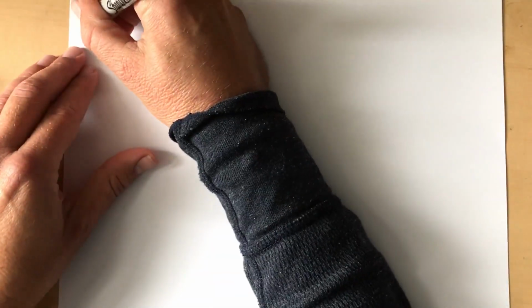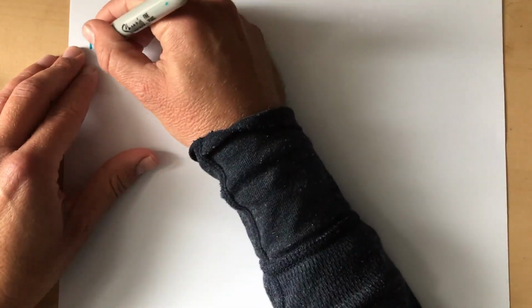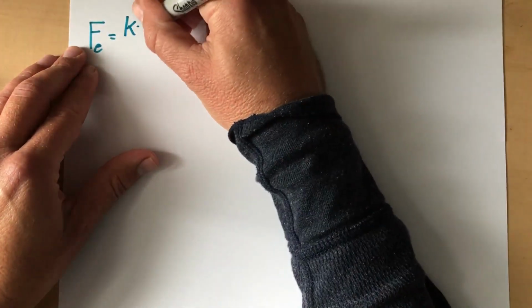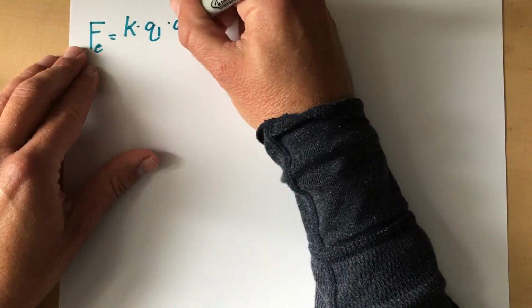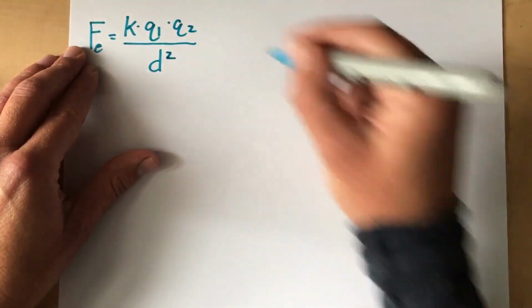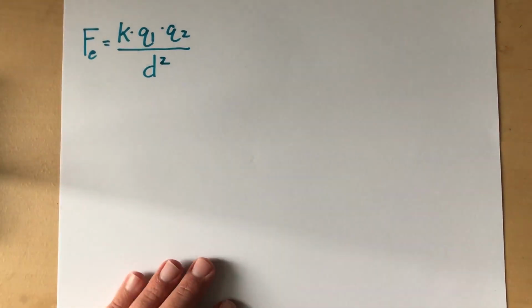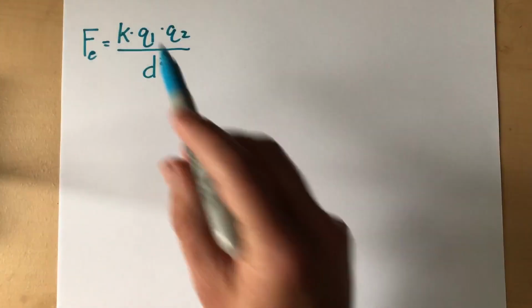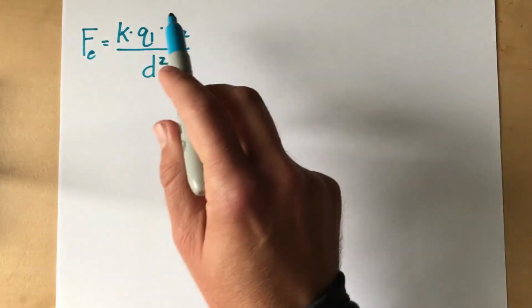Let me show you how to do some proportional reasoning questions real quick with Coulomb's law. So Coulomb's law looks like this. The electric force between two charges is Coulomb's constant times charge 1 times charge 2 divided by the distance between those two charges squared. So in proportional reasoning, that's one of those types of questions where if you double this, what happens to the force? If you double this charge, what happens to the force?